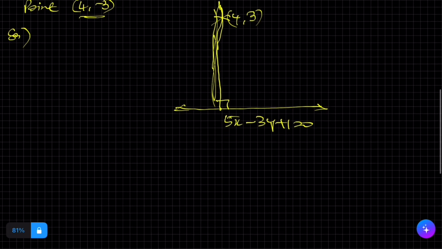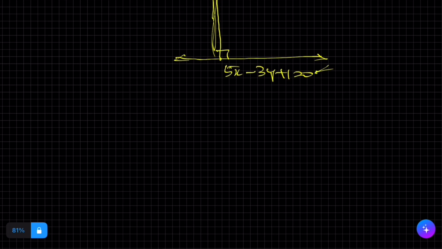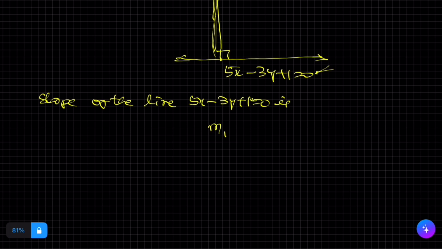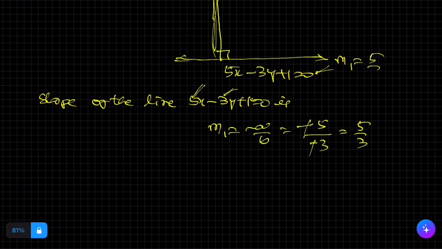So first let us find the slope of the given line. The slope of the line 5x minus 3y plus 1 equal 0 can be calculated by using minus a by b. Minus the value of a is 5 divided by the value of b is minus 3. So minus will get cancelled. So m1, the slope of the first line, is 5 by 3.